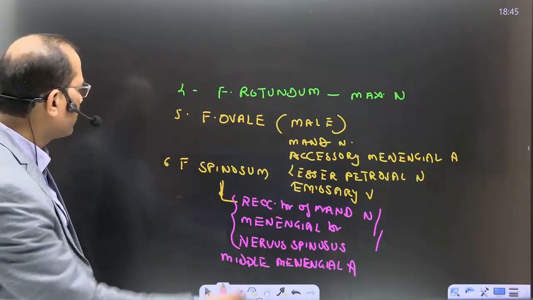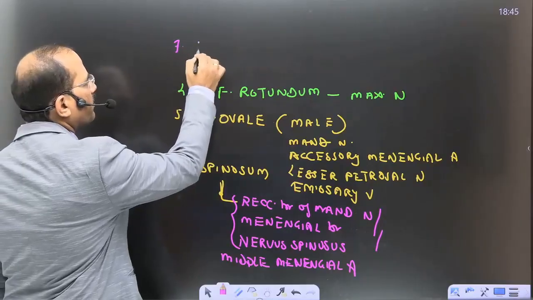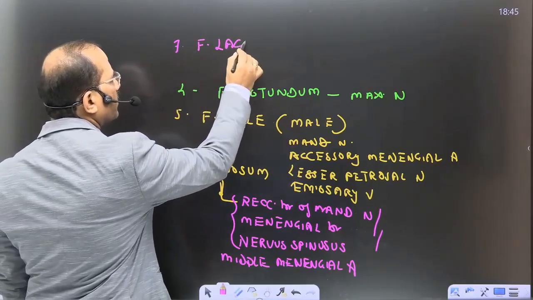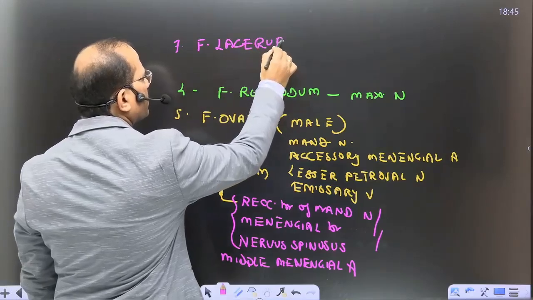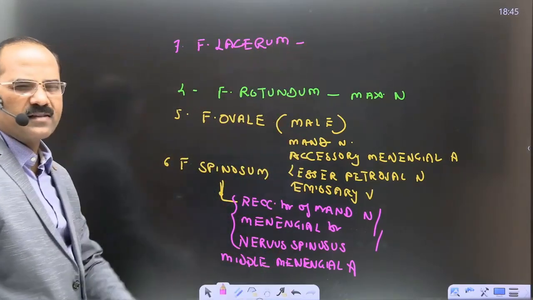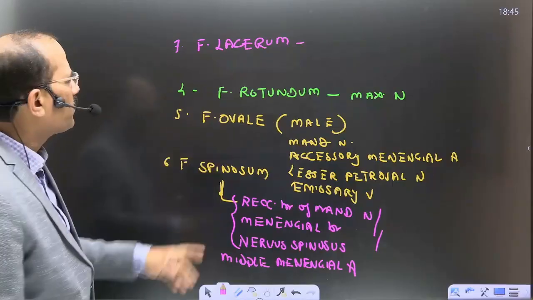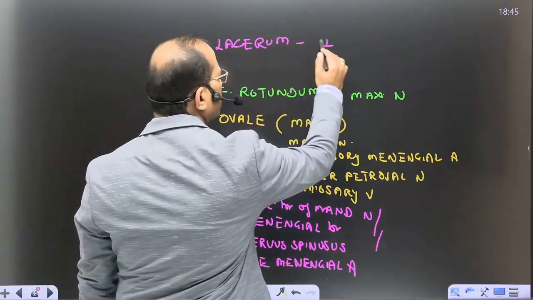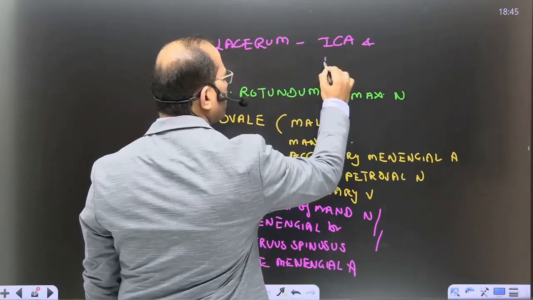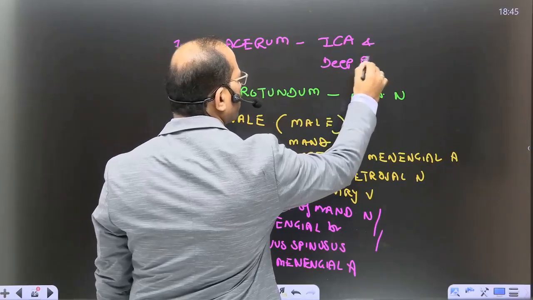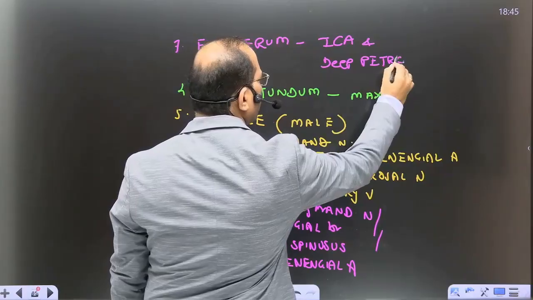And the last one, number 7, is foramen lacerum. Foramen lacerum, what passes through the foramen lacerum? Actually, they say foramen lacerum is closed in life. I'll tell you this later, but what passes through the foramen lacerum is the internal carotid artery and the deep petrosal nerve.